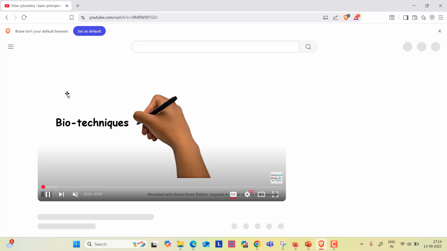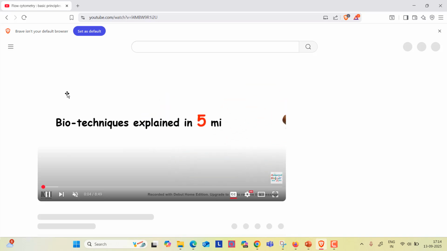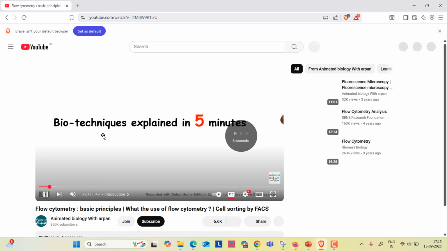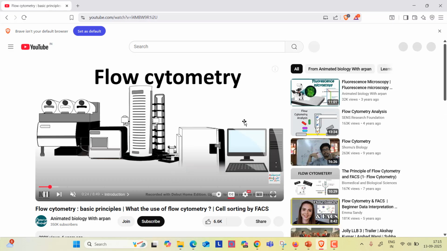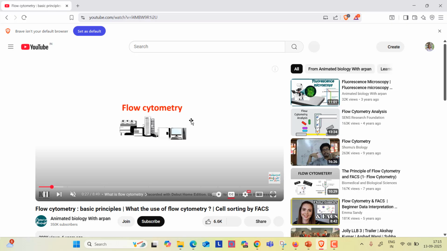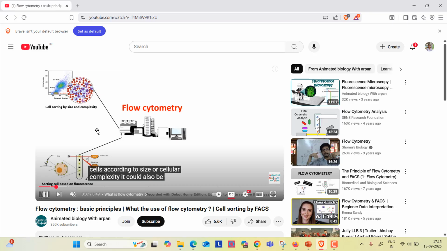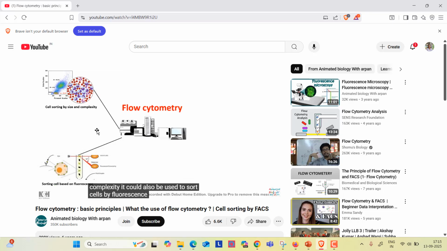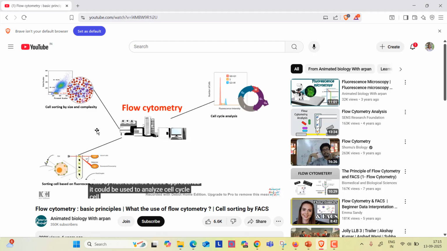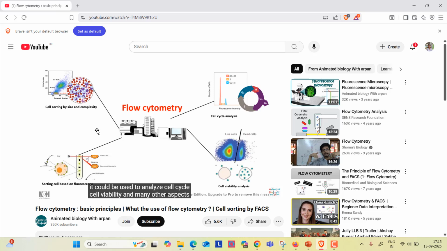So this is the instrument of flow cytometry or FACS. You see, according to the size or cellular complexity, the cells are separated. It could be used to analyze cell cycle, cell viability, and many other aspects.